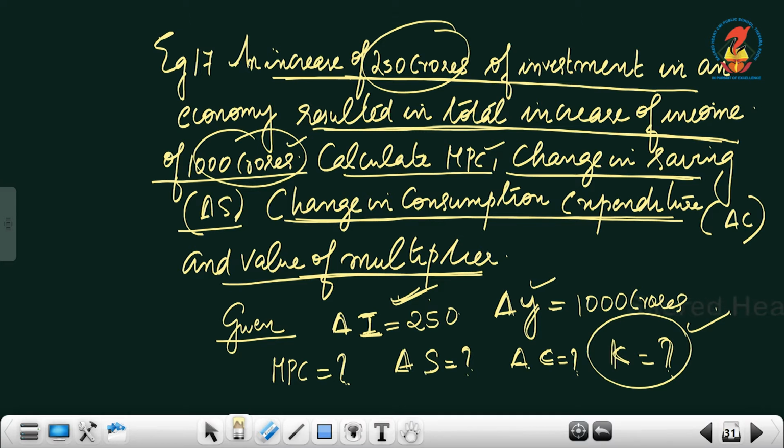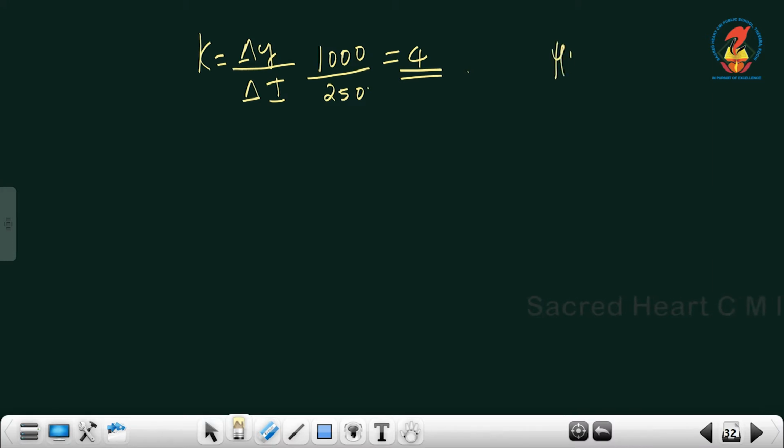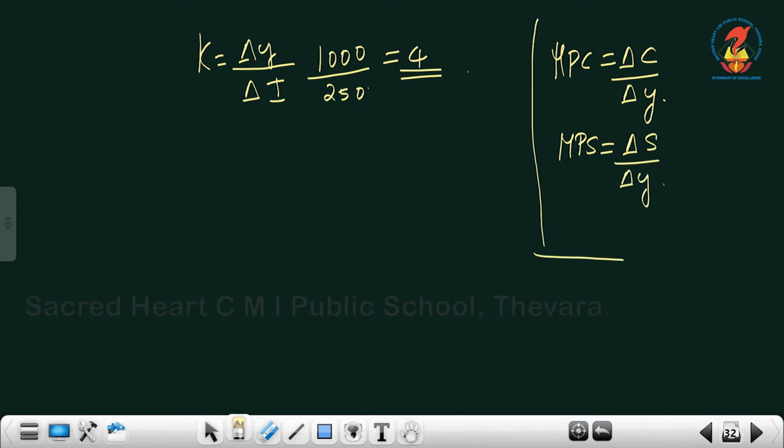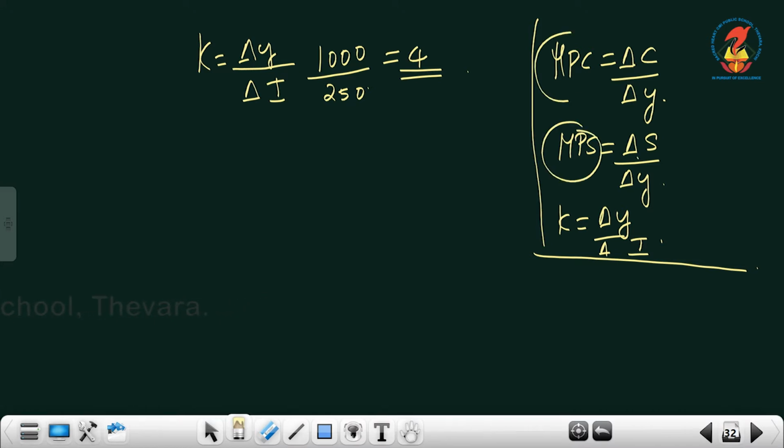Now you have to find out delta C and delta S. To find out delta C, you need MPC, where MPC is equal to delta C by delta Y. To find out delta S, you need MPS, where MPS is equal to delta S by delta Y. Multiplier you already found as delta Y by delta I. Now to find out delta C and delta S, you need both MPC and MPS. So to find out delta C, let us find out MPC. How will you find out MPC?